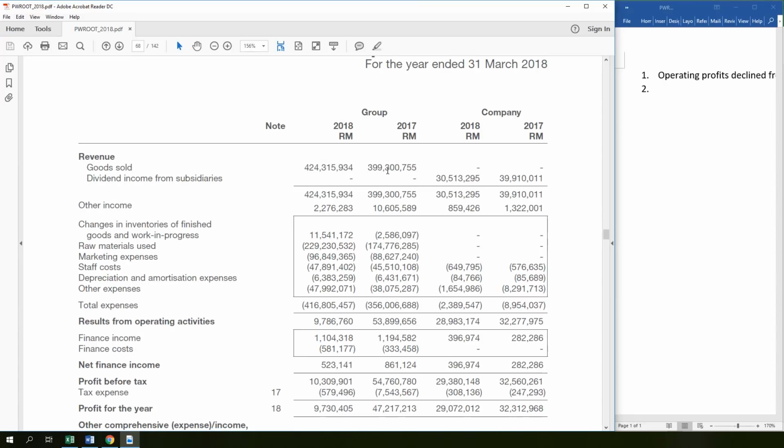Okay, we pass. Other income, 10 million to 2.3 million. We need to further investigate this. So let's type here other income, 10 million FY17 to 2.3 million.